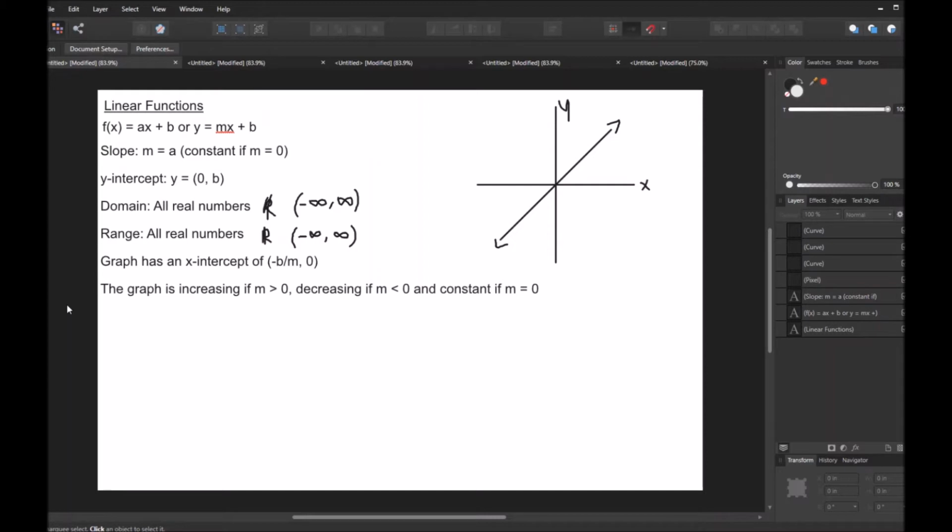The domain is going to be all real numbers, which you can represent with a capital R with a line going straight down it. You can also represent it in interval notation by saying negative infinity to infinity. The range is also all real numbers. The graph has an x-intercept of (negative b over m, 0). The graph is increasing if m is greater than 0, decreasing if m is less than 0, and constant if m equals 0. As you can see to the right here, I've got a basic y equals mx plus b graph. It looks like the slope is 1, and it just looks like a straight diagonal line.